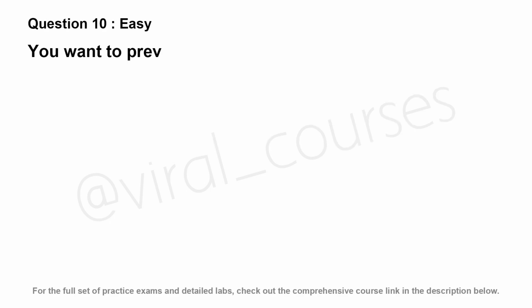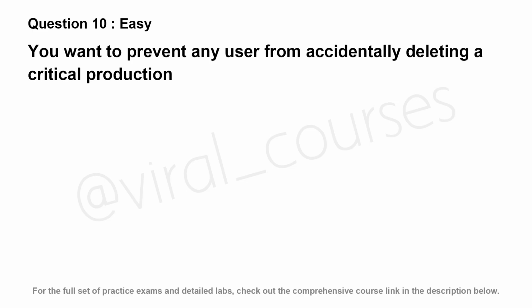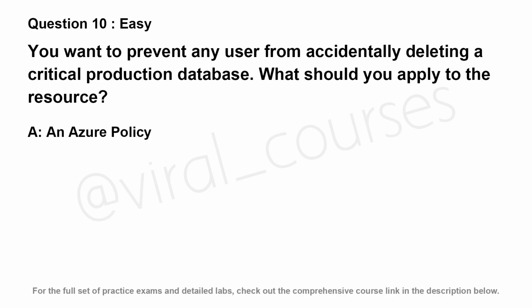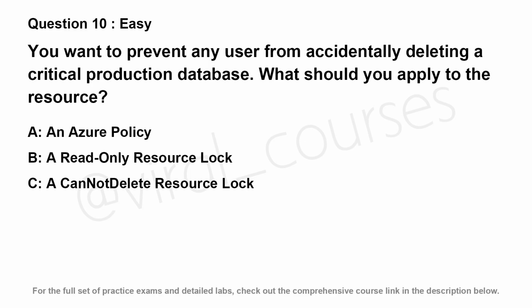You want to prevent any user from accidentally deleting a critical production database. What should you apply to the resource? Option A, an Azure policy. Option B, a read-only resource lock. Option C, a cannot delete resource lock. Option D, a tag named Do Not Delete.